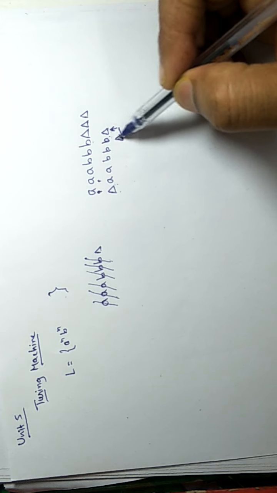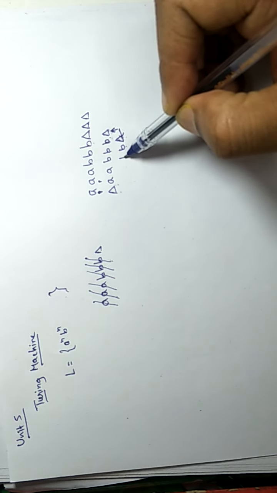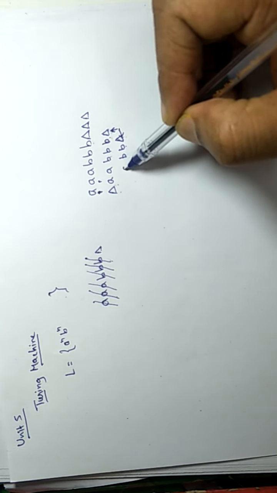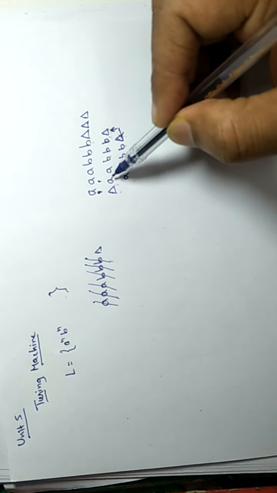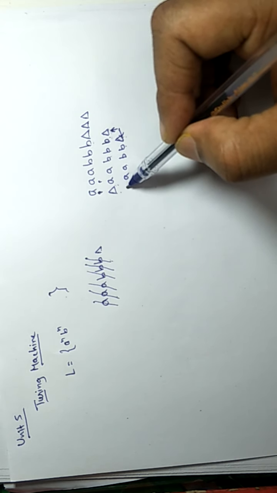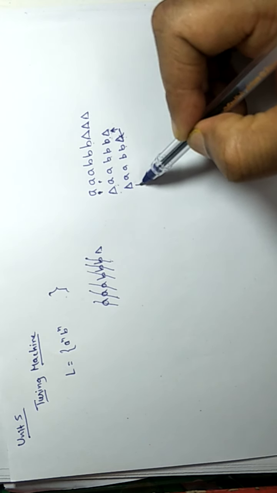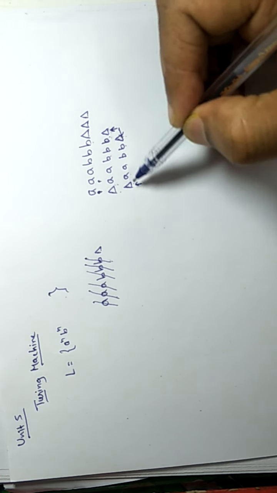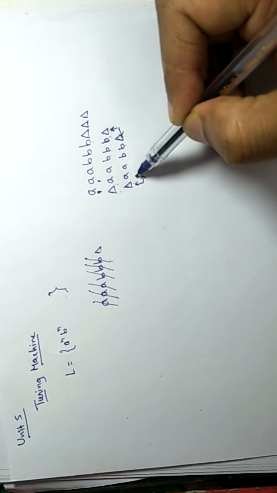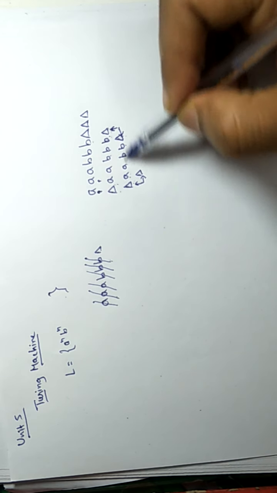After marking this b, we move to the left and leave it unchanged, b as b, a as a, we leave them unchanged, and moving to the left we reach this corner. This is the left corner. So we are sure that we will get an a to the right of this corner. So we move to the right here and convert this a into blank. Here we completed one procedure.